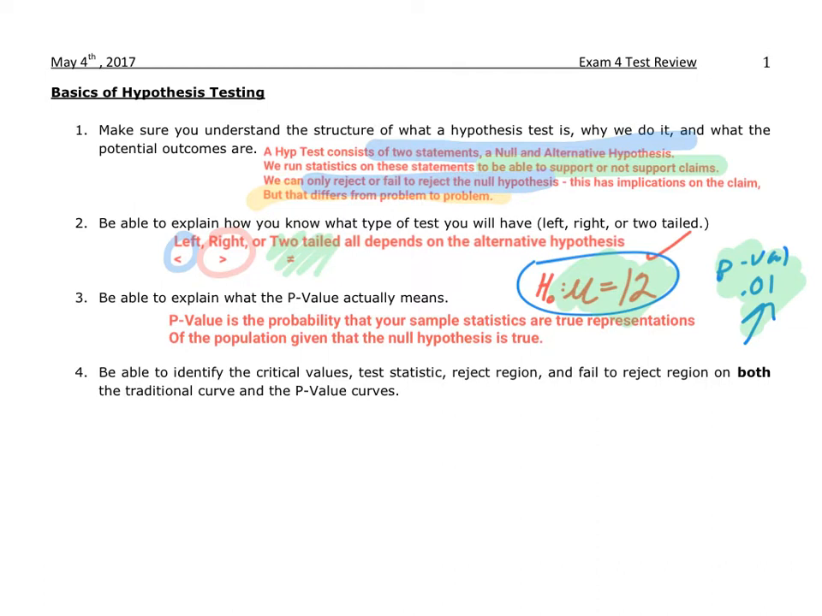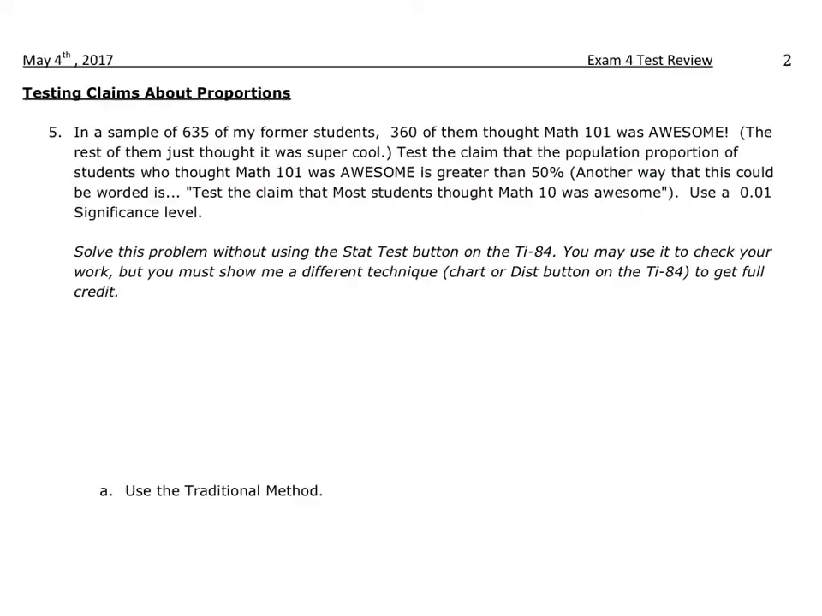Okay, so the next question here is being able to identify critical values, test statistics, rejection region, and fail to reject region on both the traditional and the p-value curves. That's going to show up on these problems. And we're just going to jump right in.